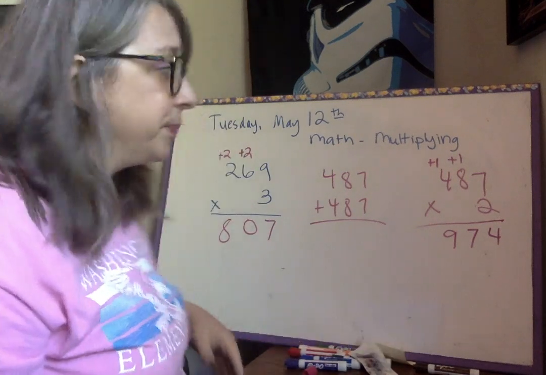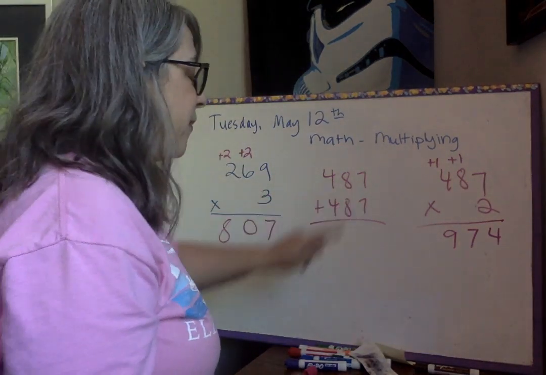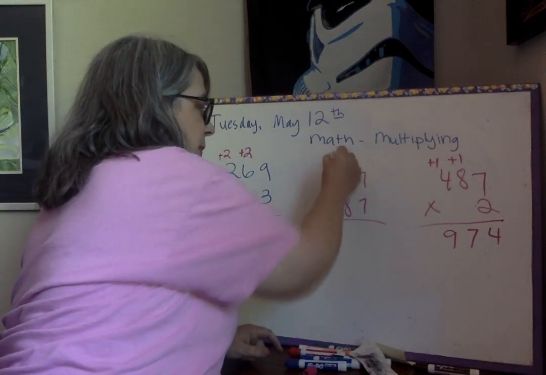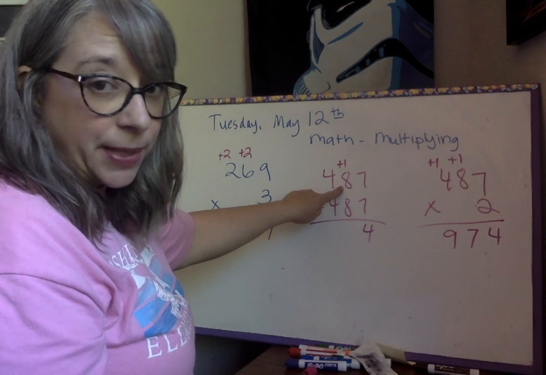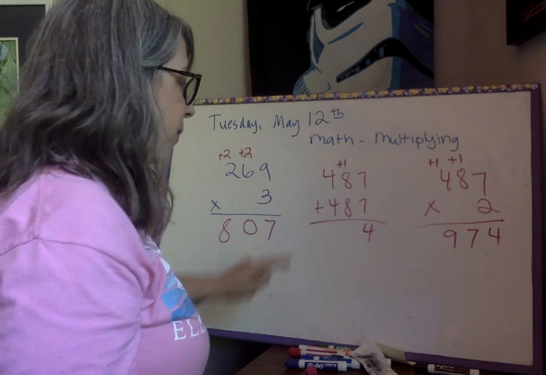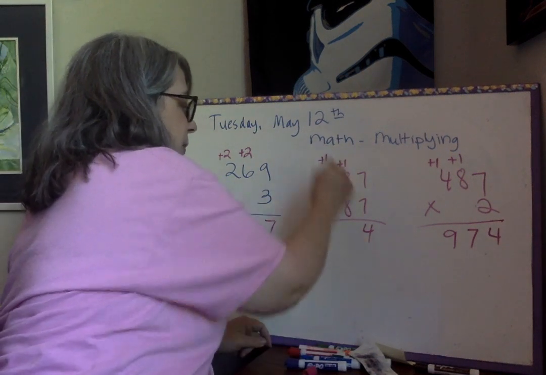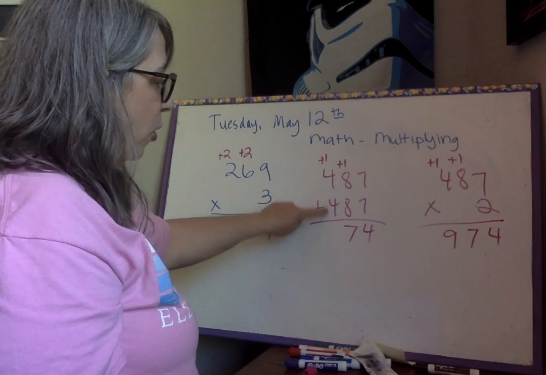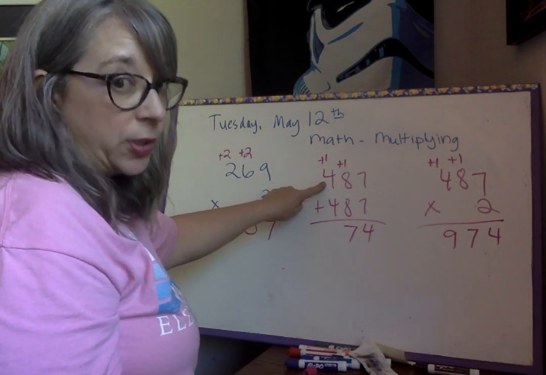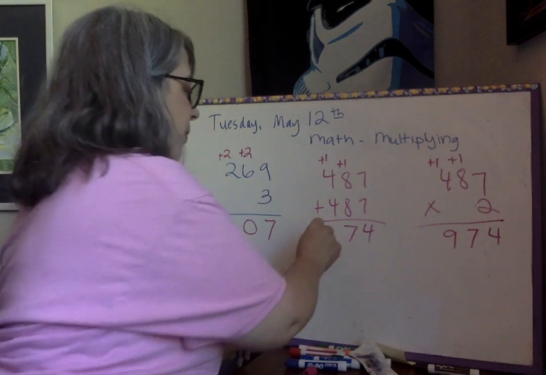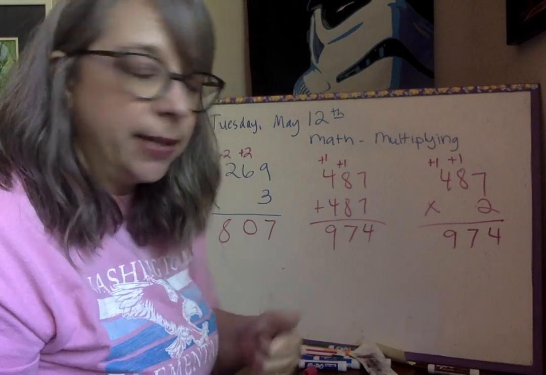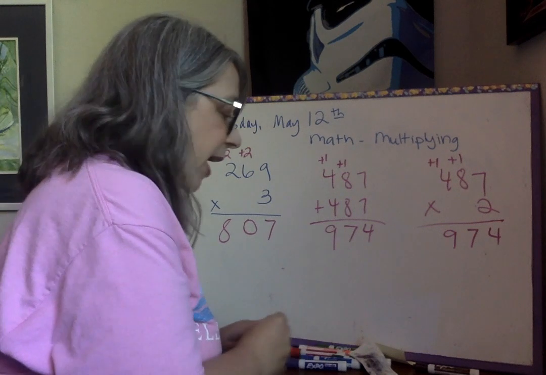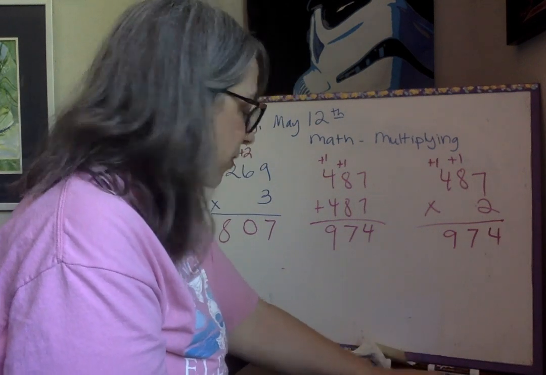You can do it. All right, 7 plus 7 is 14, plus 1, 4. 8 plus 8 is 16, plus 1, 17. So plus 1, 7. 4 plus 4, or 4 times 2, is 8, plus 1 is 9. 974. You right? All right. You may use a calculator to check your answers.